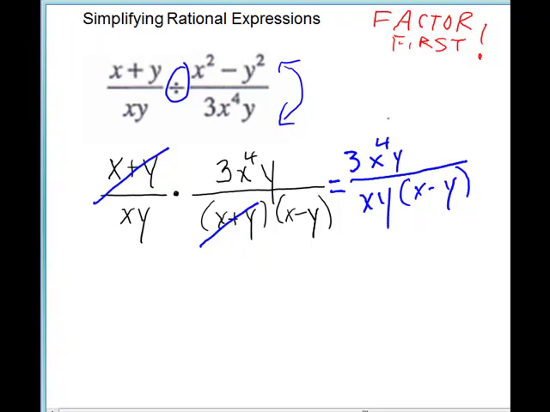And so we can simplify these x's and y's. We'll keep the 3. The exponents subtract, leaves us x cubed. The y's will actually cancel. The x minus y is left in the denominator.